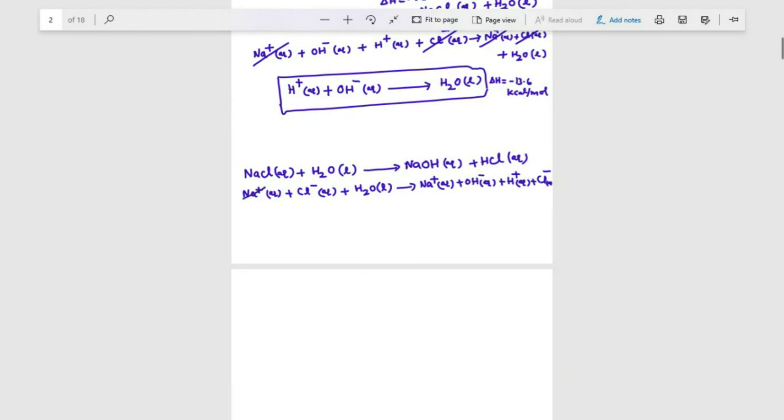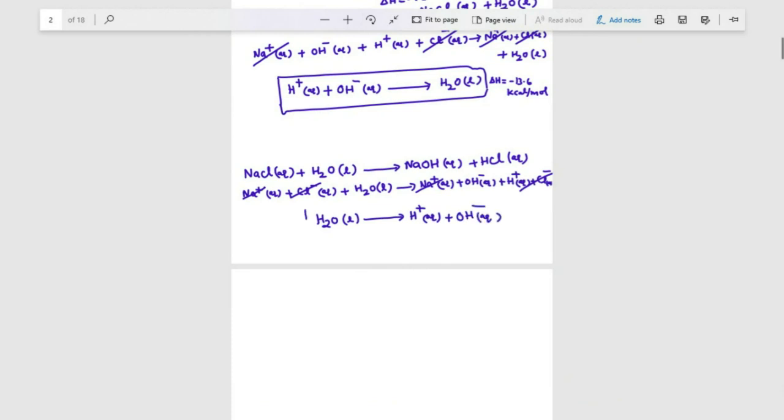Again, Na plus and Cl minus are spectator ions. So it is just an endothermic reaction, dissociation of water or ionization of water to form H plus ion in aqueous state plus OH minus ion in aqueous state.